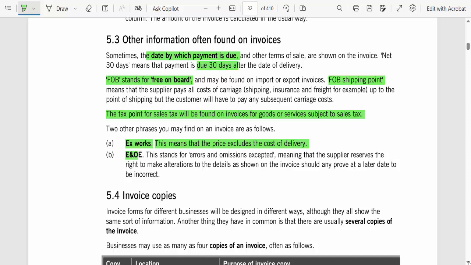5. E&OE, errors and omissions excepted. The phrase stands for errors and omissions excepted. It is a disclaimer that allows the seller to correct any mistakes or omissions on the invoice after it has been issued, should they notice a discrepancy.